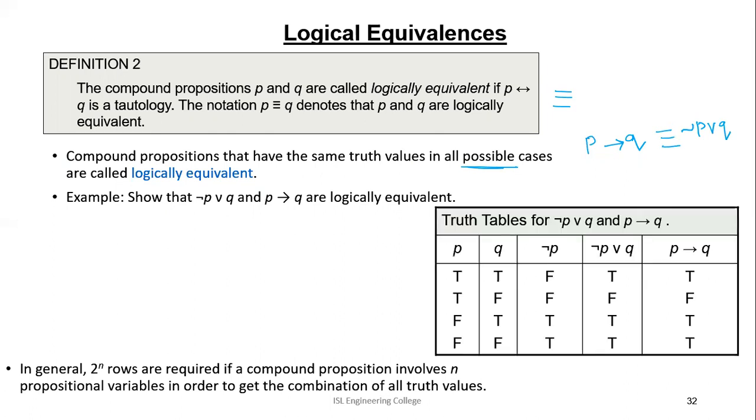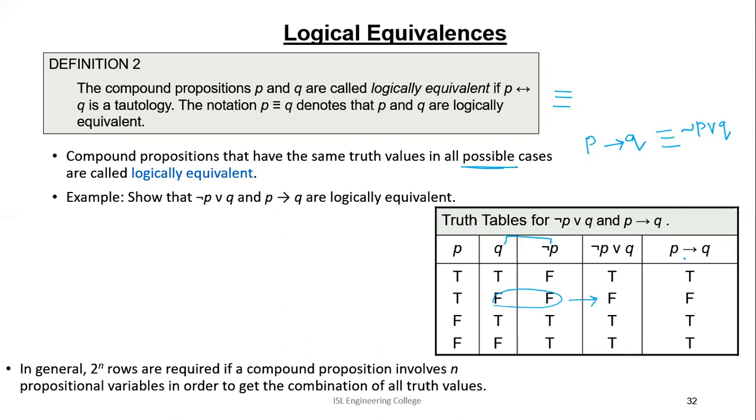Let's see the truth table. So over here, we have P, Q. Negation P will be the not of P, so false, false, true, true. Then negation P or Q. So negation P or Q means we have to solve for these two columns, and the rule is that if both of them are false, it will be false. So over here, both of them are false, so it is false, otherwise all true.